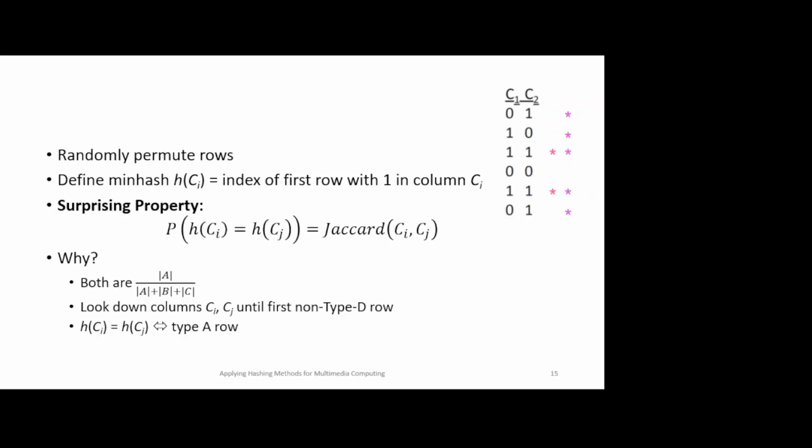Okay, so just look down until you find the first non-zero rows, and you will find the probabilities are the same. The min hash values are the same. It's actually the type A rows. How many type A rows are in your box?